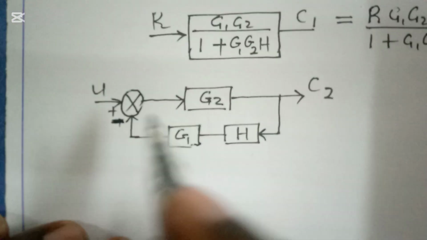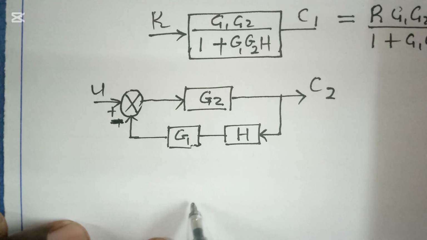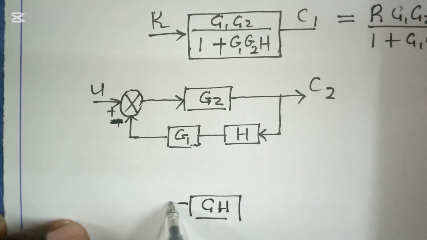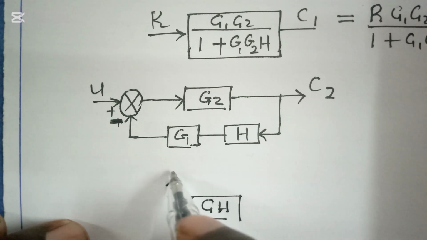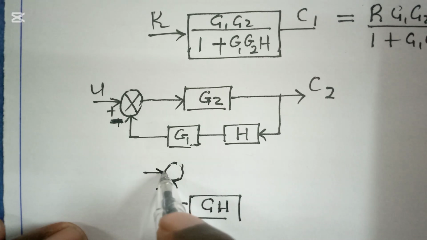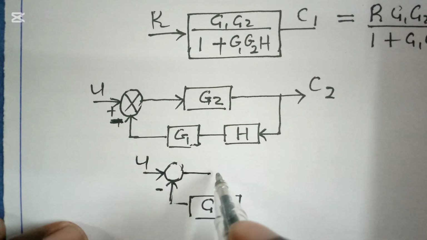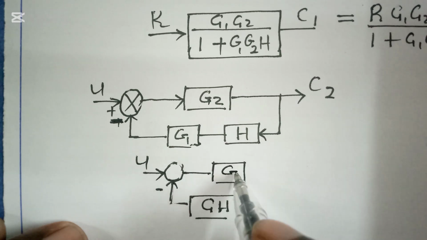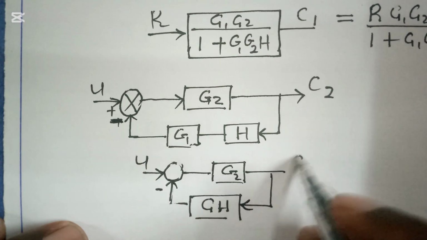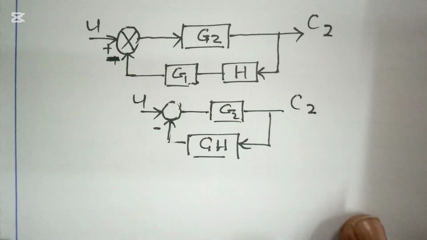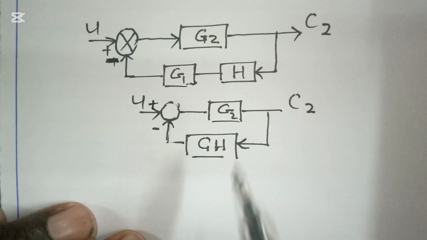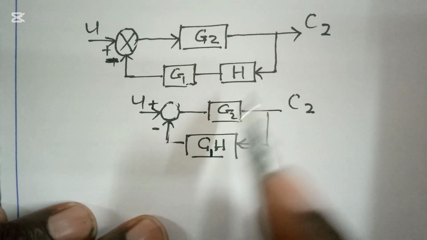So we shall have to combine these two so that we have GH, and then we have our summing point right here, having a negative there. Here we have U. Here we have G2. And this is our feedback. We have the C2 there. Now we can eliminate the feedback. This is G1. This is G2.